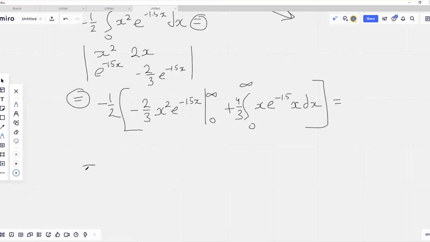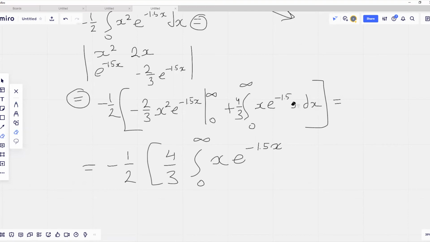Now this is equal to minus 1 over 2. This term here will disappear if we take the limit of x squared over e to the power of 1.5x. E to the power of 1.5x will grow faster, so this is 0. When we substitute 0, we have a product by 0. And here, again, we have to use integration by parts. So we have 4 over 3 times the integral from 0 to infinity of x e to the power of minus 1.5x dx. This is to the power of x, a small typo.